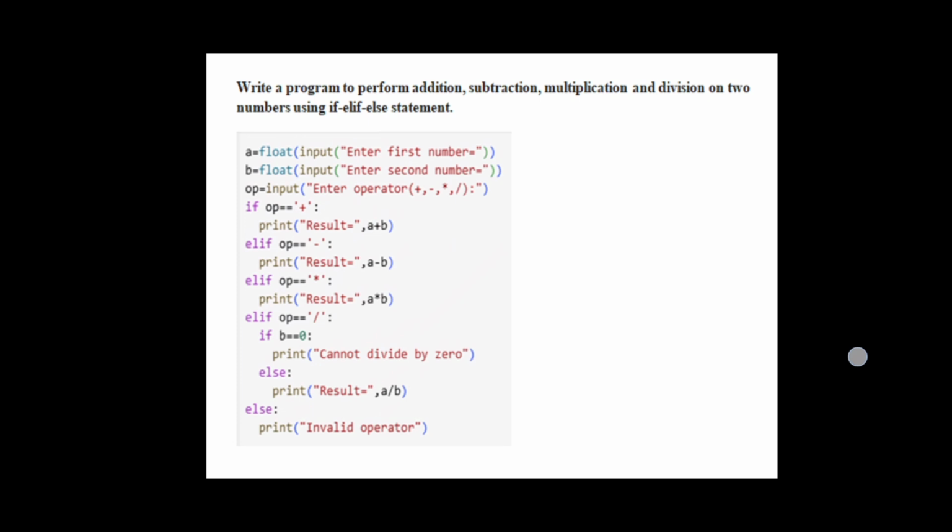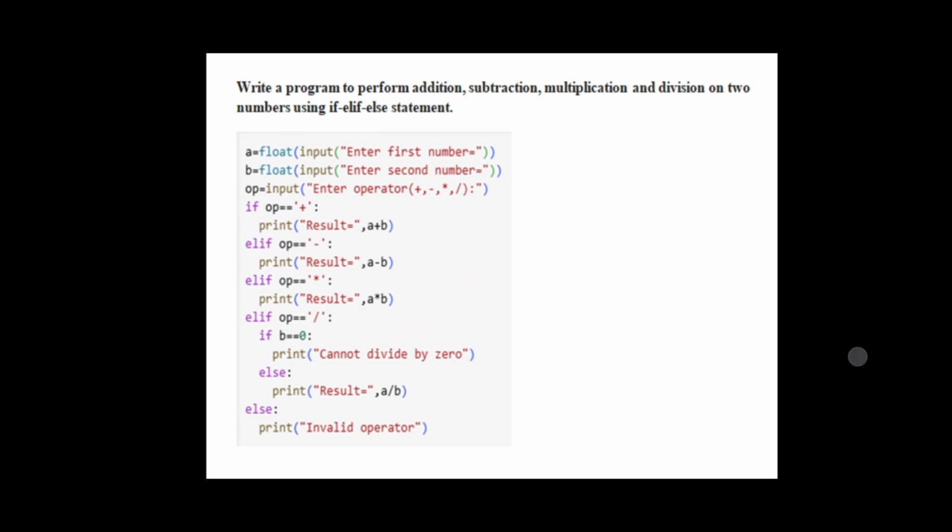Now if op equals plus, then print result equals a + b. If op equals minus, then print result equals a - b. If op equals asterisk, print result equals a * b, that is multiplication. If op equals slash: if b equals 0, then print cannot divide by 0, else print result equals a / b, else print invalid operator.